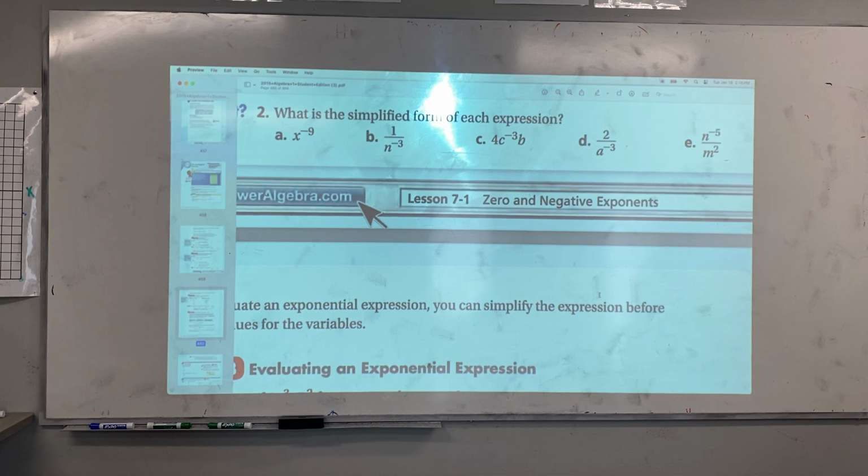I only move it if it's part of the negative exponent. If it's the base of the negative exponent.